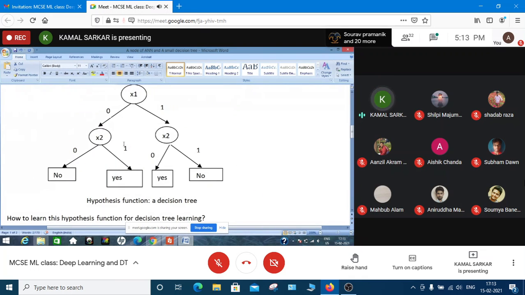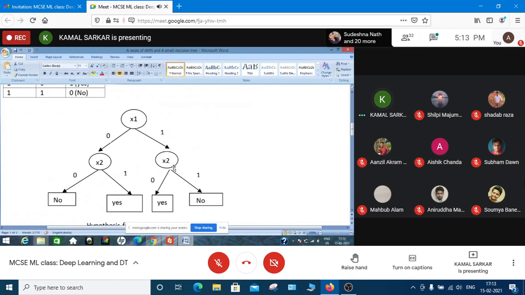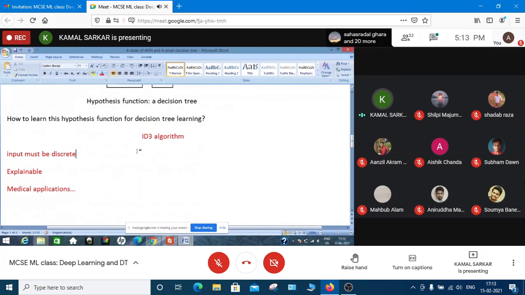It has not been done automatically here. It has been done manually, because this is a limited amount of data, and I created this decision tree manually. But if you have a huge amount of data, this can be generated automatically. How the decision tree can be generated automatically from the data using the ID3 algorithm will be discussed in the next class.